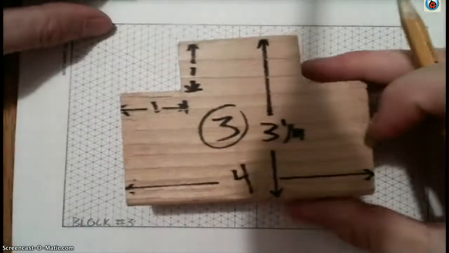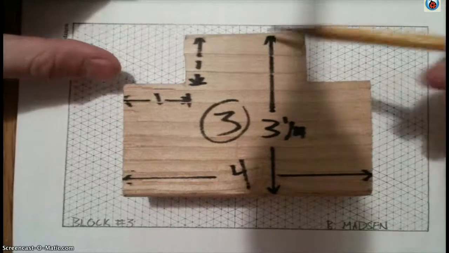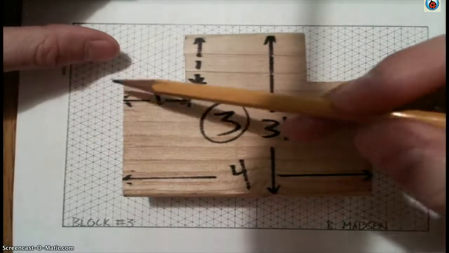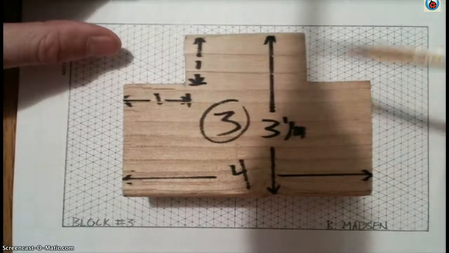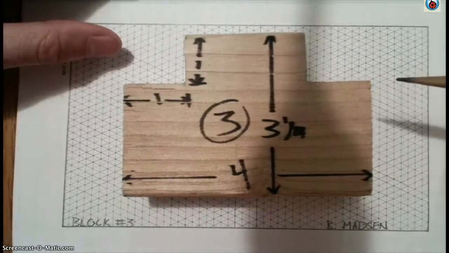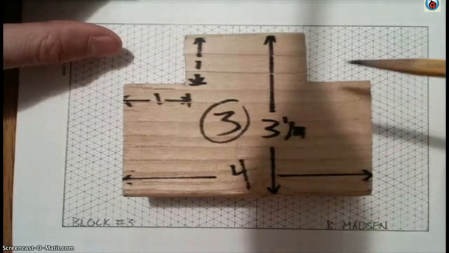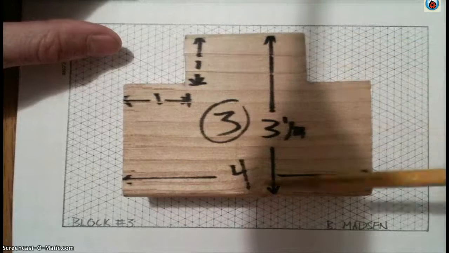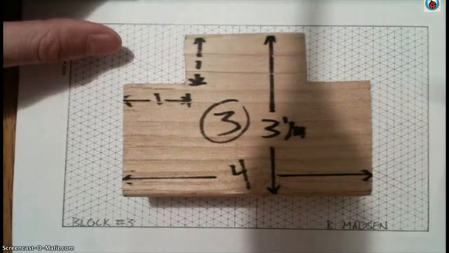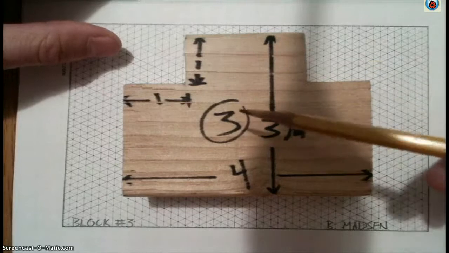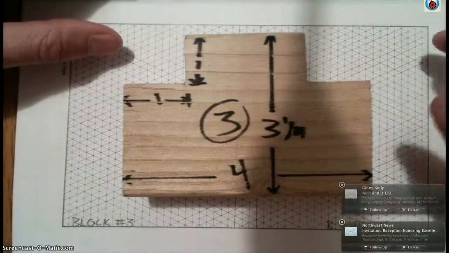And then here is the block. 4 inches wide, 3 1/4 tall, 1 inch by 1 inch on these cutouts. This one's not dimensioned, so I just assume that it is the same. And then to get this dimension and this dimension, I'm just going to do 3 1/4 the overall height minus 1, so I know this has to be 2 1/4, 2 1/4. Okay? I haven't mentioned this yet. These are just the numbers of the blocks, the number that's circled. Hope that's not throwing anybody off.